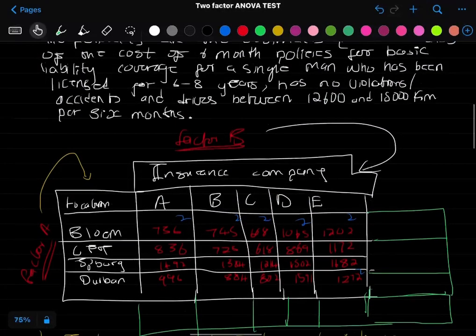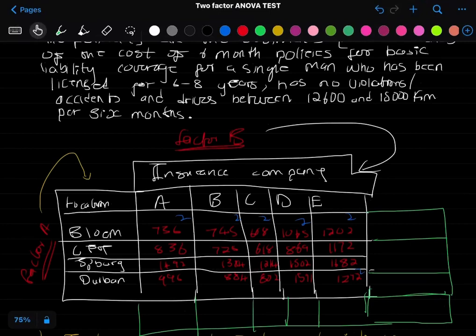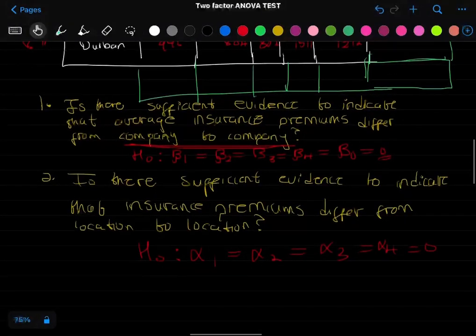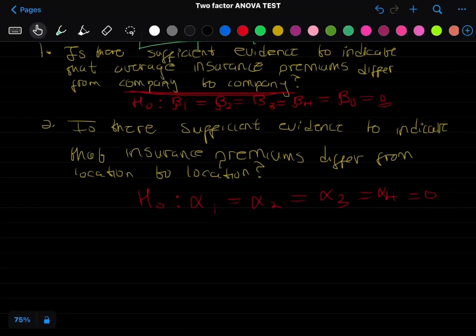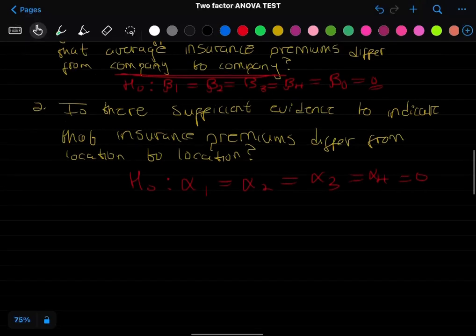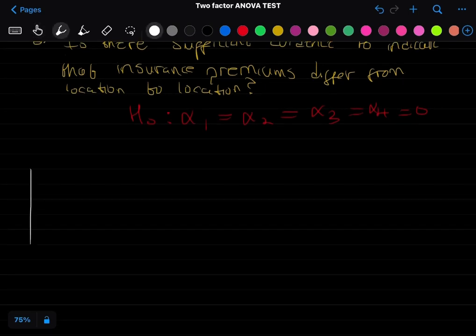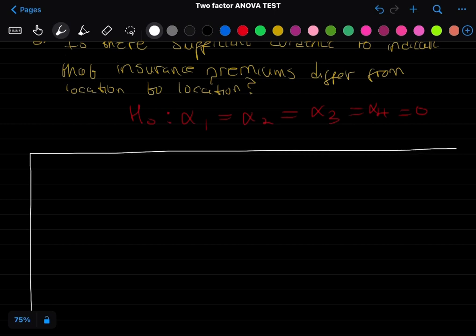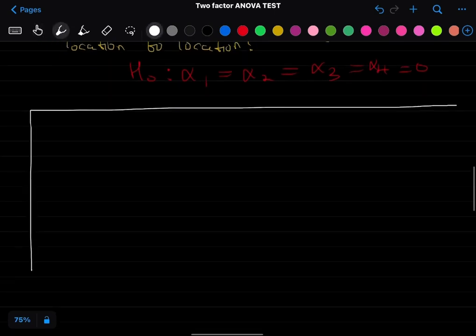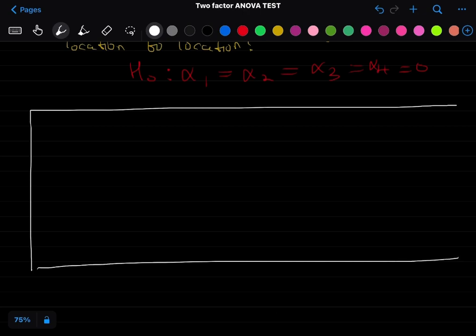So now let's construct the ANOVA table. We have to construct the ANOVA table first, and find the sum of squares and the mean squares, which will help us to find the test statistic. Like this.